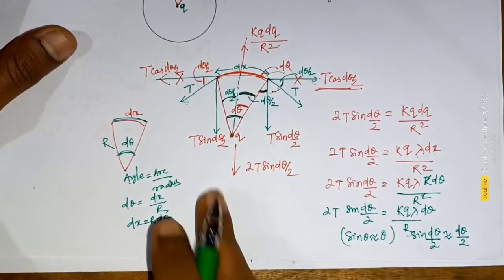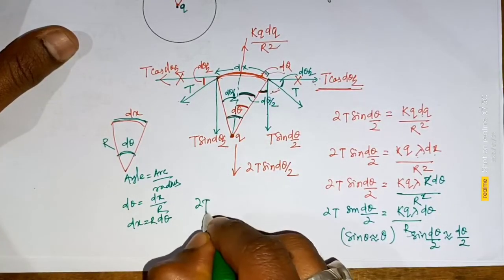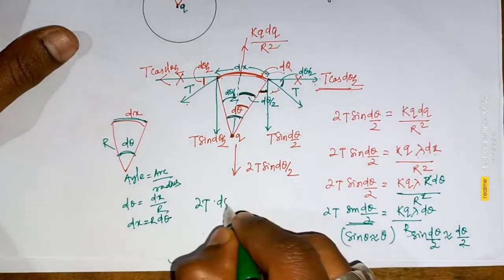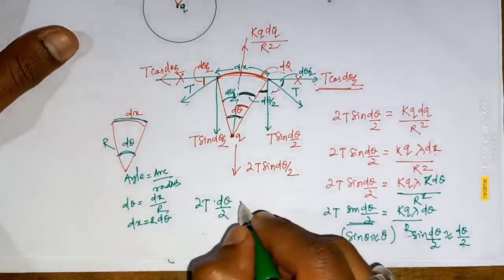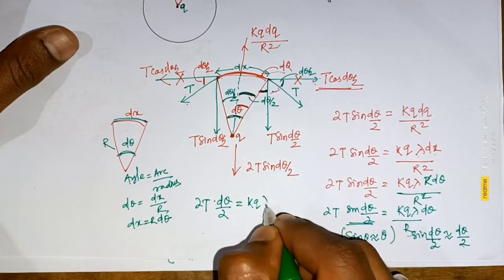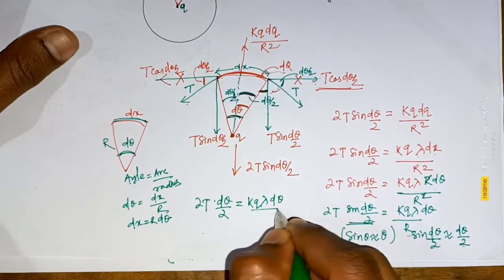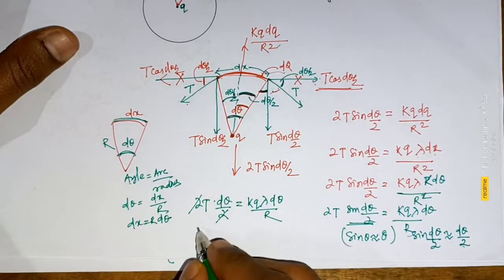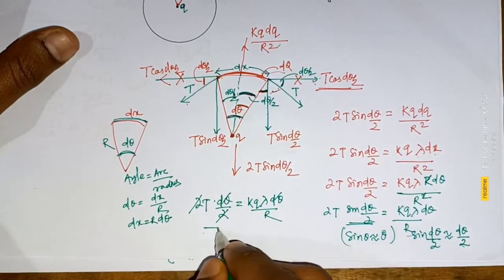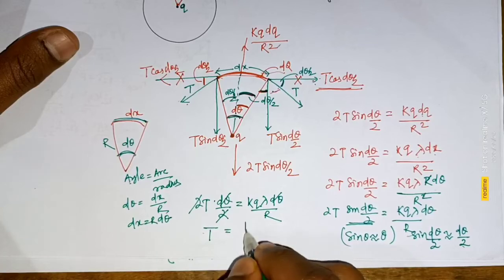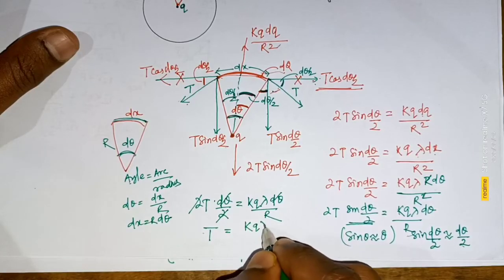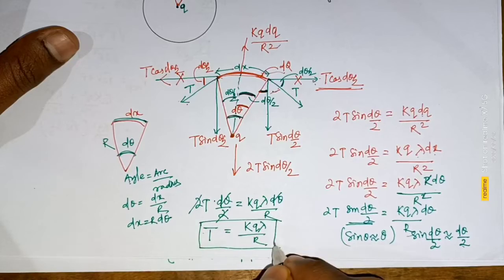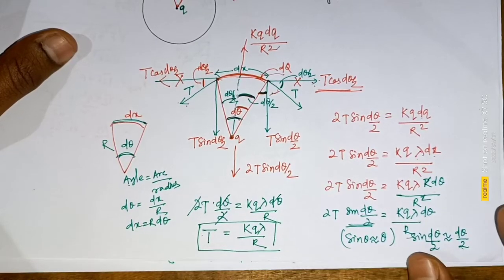So I am doing here, this is 2T sin(dθ/2), which I can say as dθ/2, equals k q λ dθ upon r. The 2 cancels, and dθ cancels. What is the tension value coming? T equals k q λ upon r. This is the desired result that we are looking for.